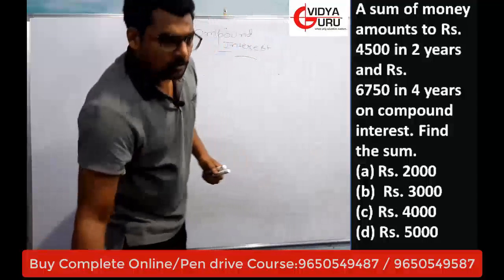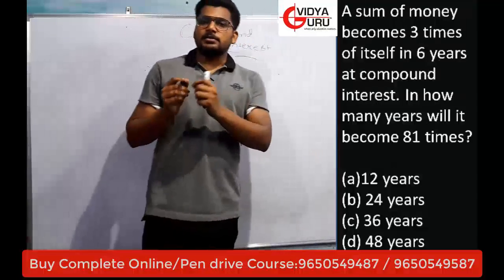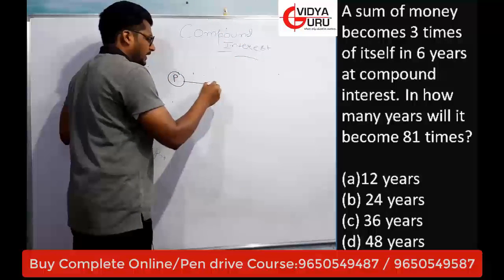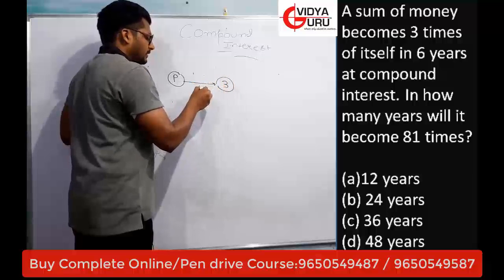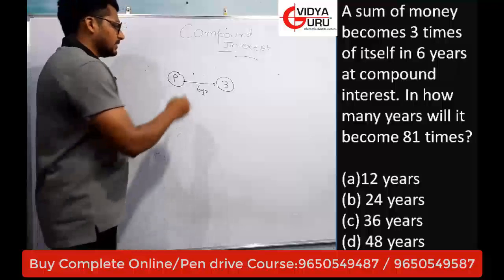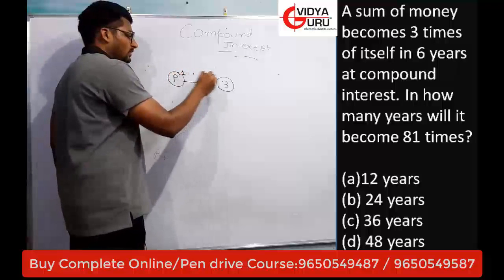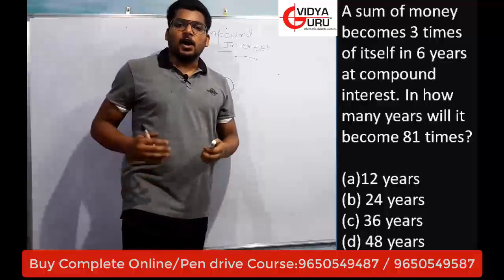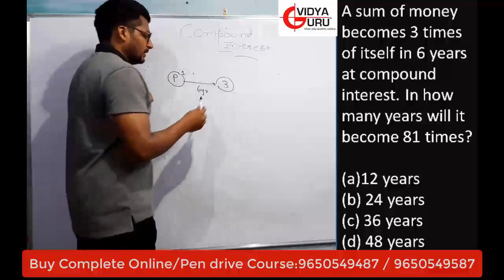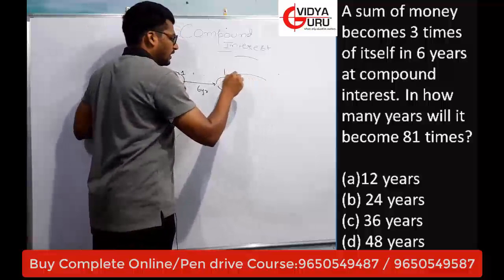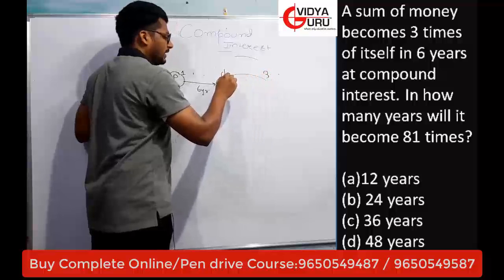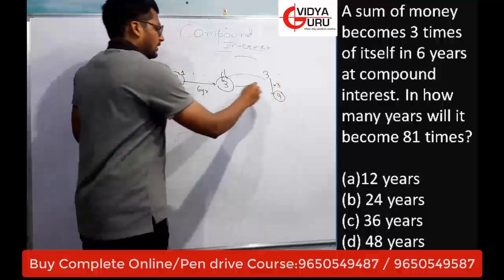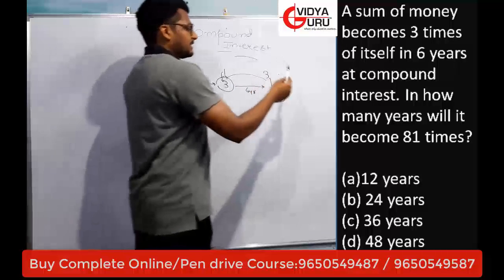Today's last question. What is the question saying? A sum of money becomes 3 times in 6 years. That means there was the principal and it became 3 times in 6 years. What is the ratio? 1 and it became 3. It became 3 times. The question is saying in how much time it will become 81 times. Then in the next 6 years the ratio will be again 1:3. Value of 1 is 3 and value of 3 is 9.